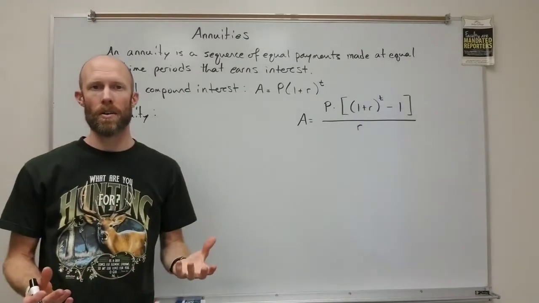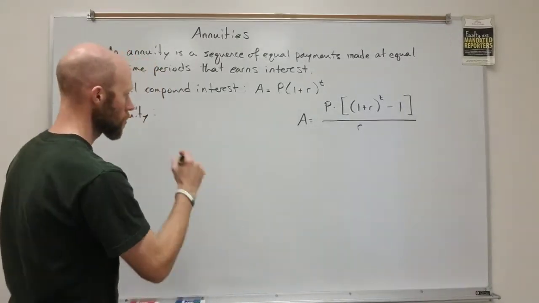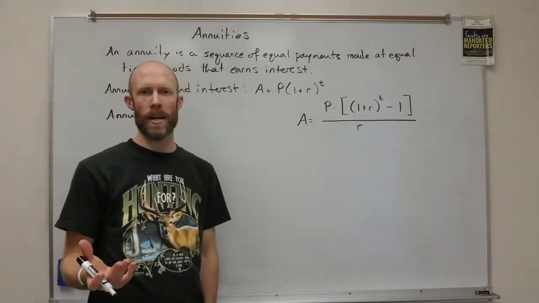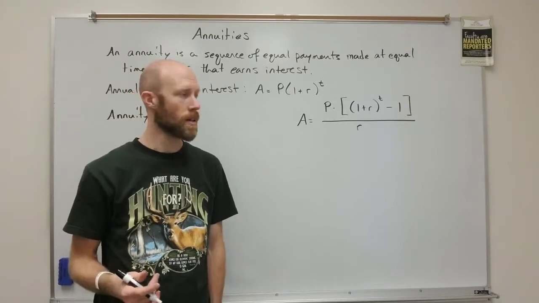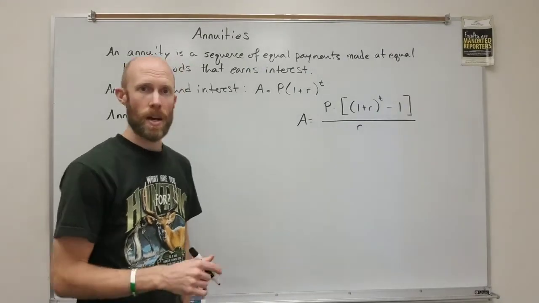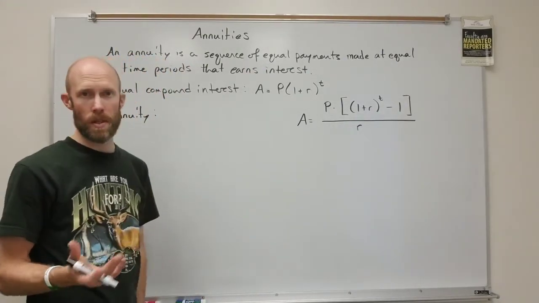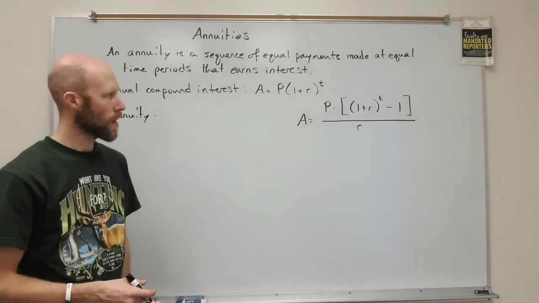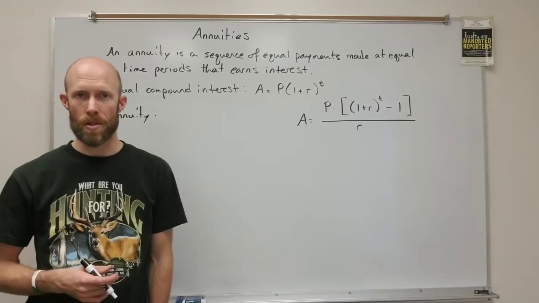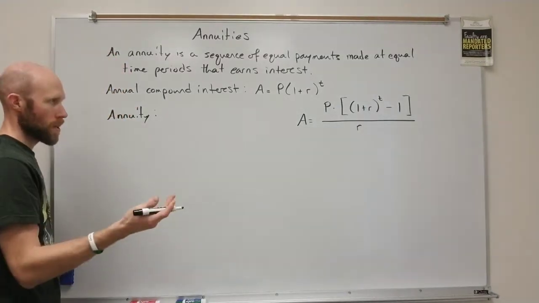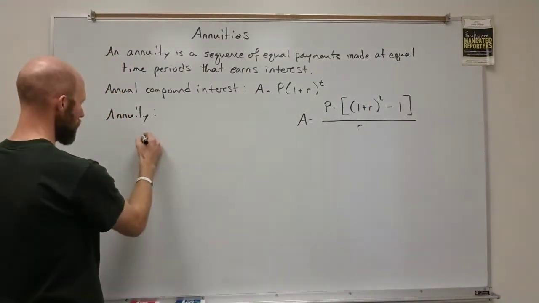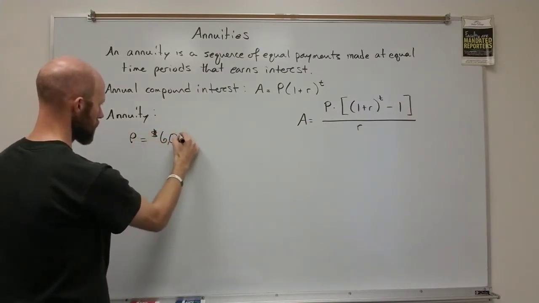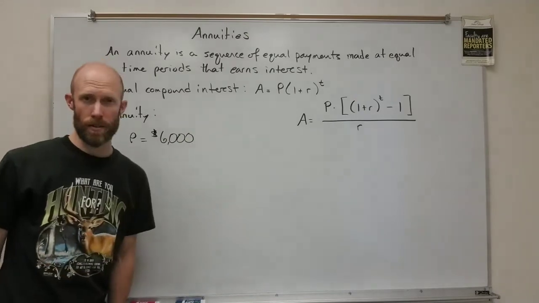So let's give a hard example. Let's say you wanted to invest in an IRA. An IRA is a type of retirement fund or retirement savings, and I believe you can invest up to $6,000 per year into an IRA, and you earn some interest on it. Let me give you an example. Let's say we were putting in a payment of $6,000. You were maxing out your IRA every year.